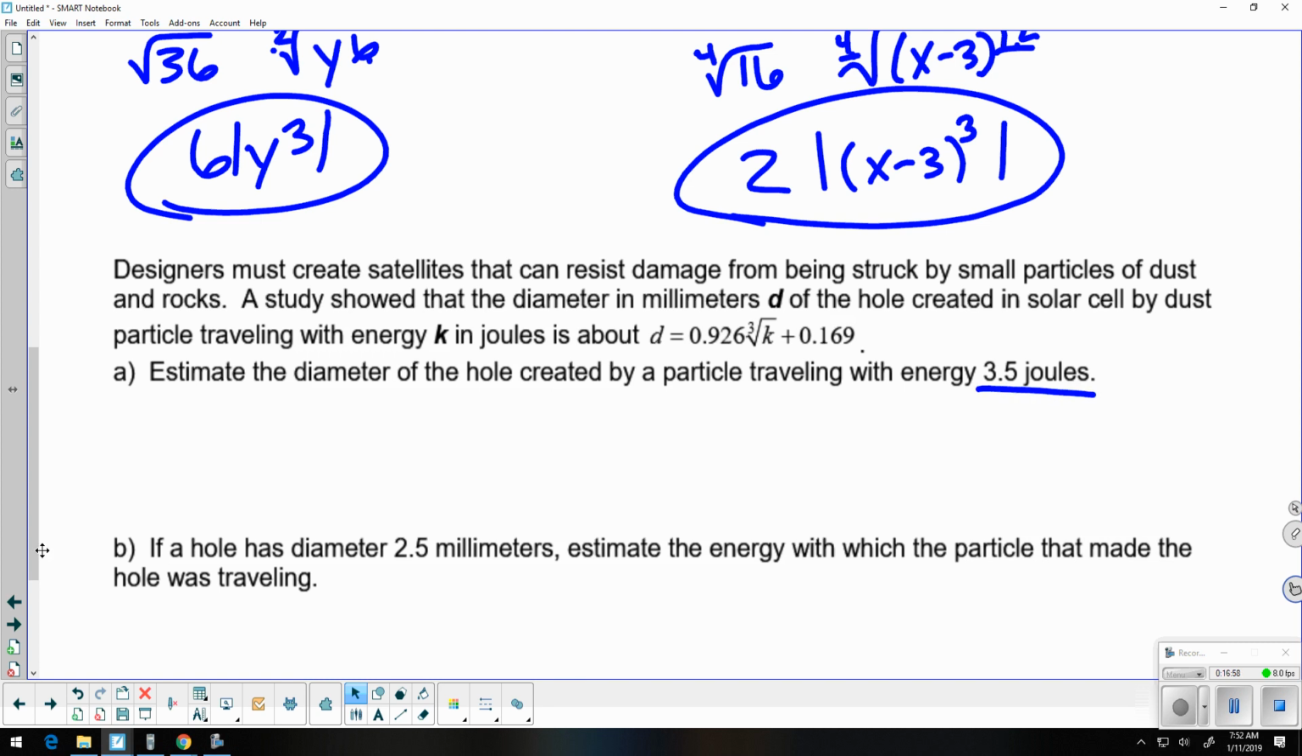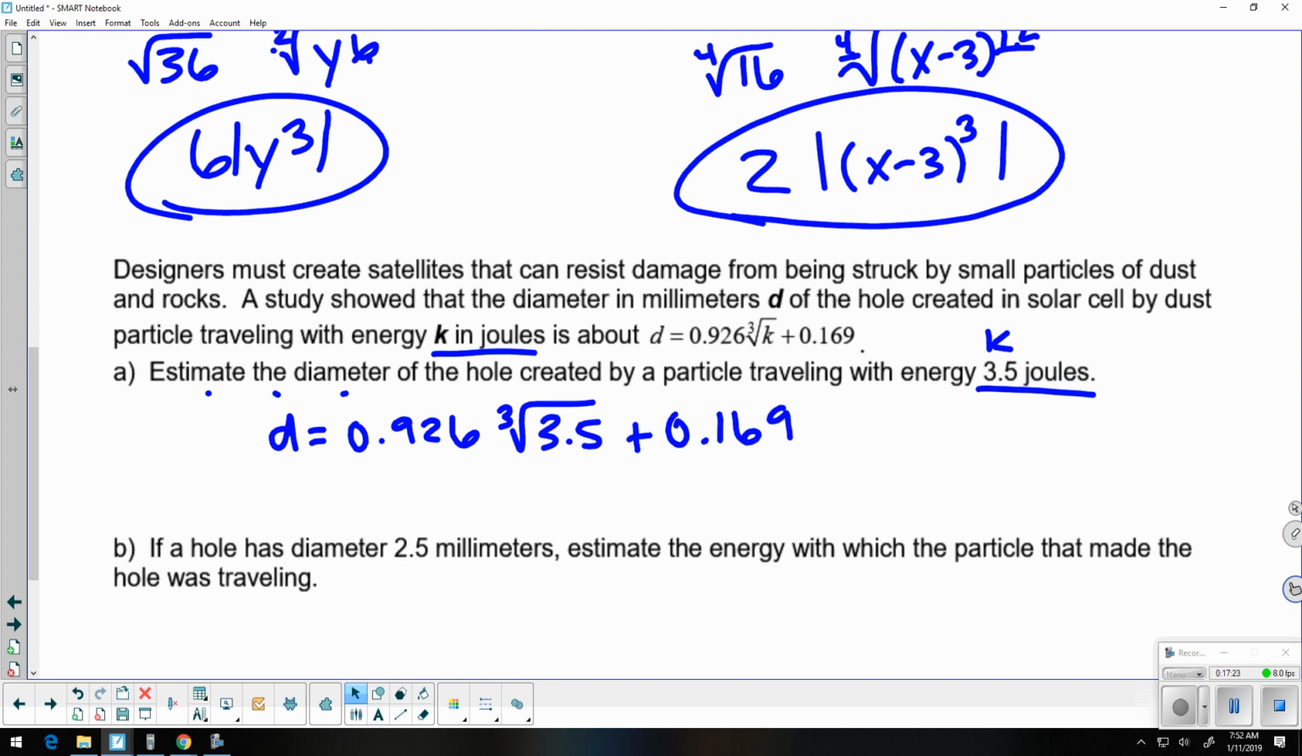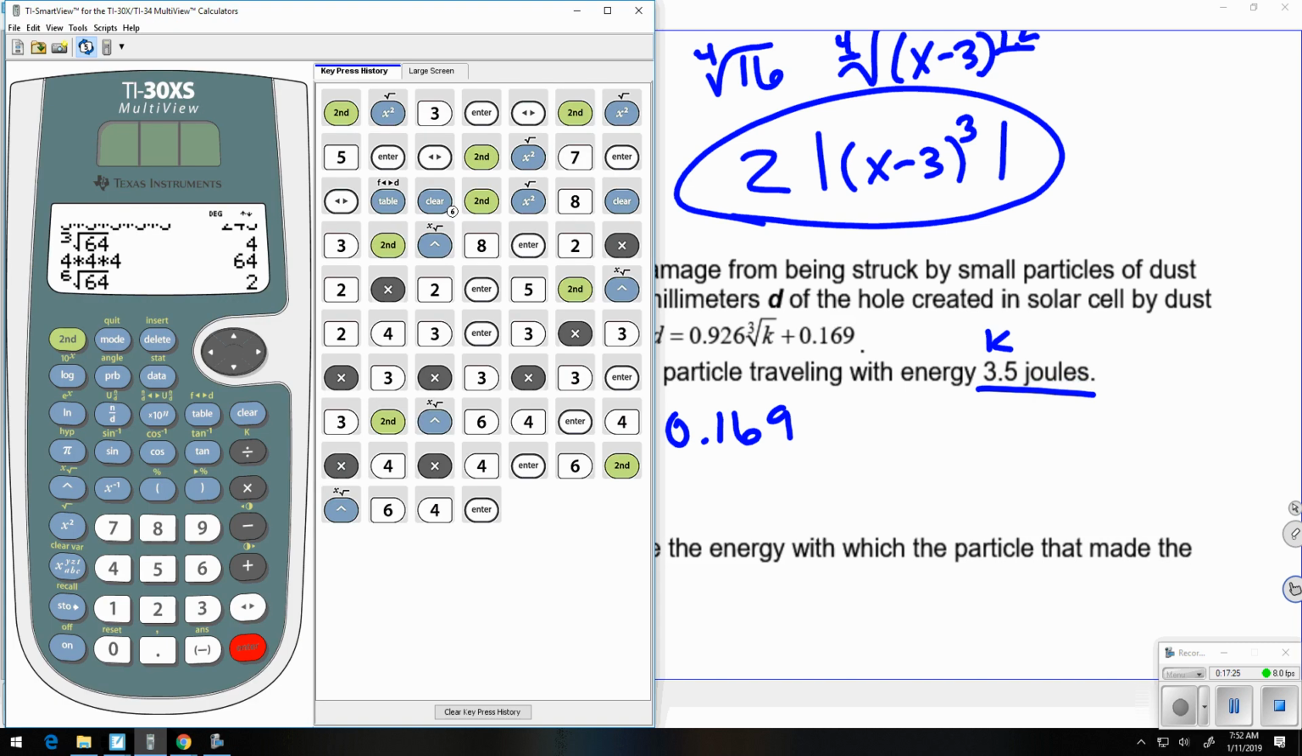Where are we going to plug it in? Well, it says K is in joules, right? So this is K, 3.5. We're just going to plug it in for K, and we're solving for, it says to estimate the diameter, so we're solving for D. We're just going to do an estimation here. So D is going to be equal to 0.926 times the cubic root of K, which is now 3.5, plus 0.169.